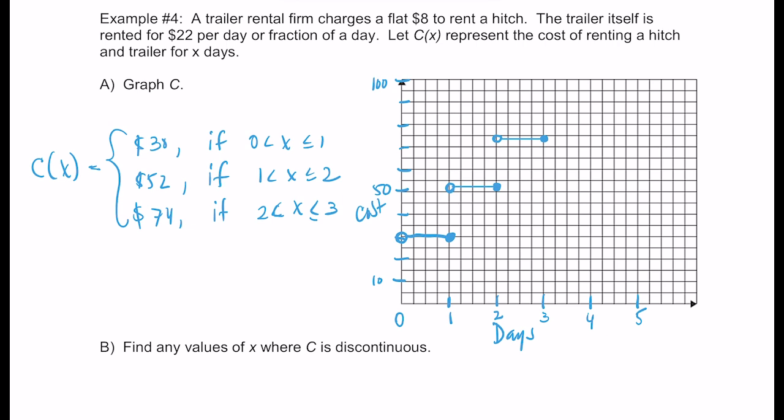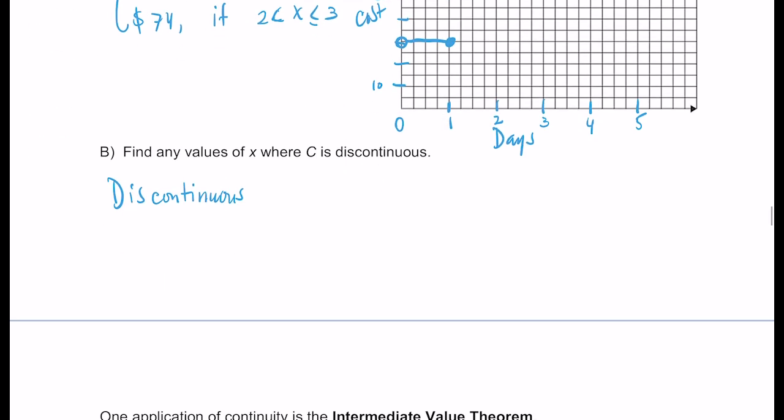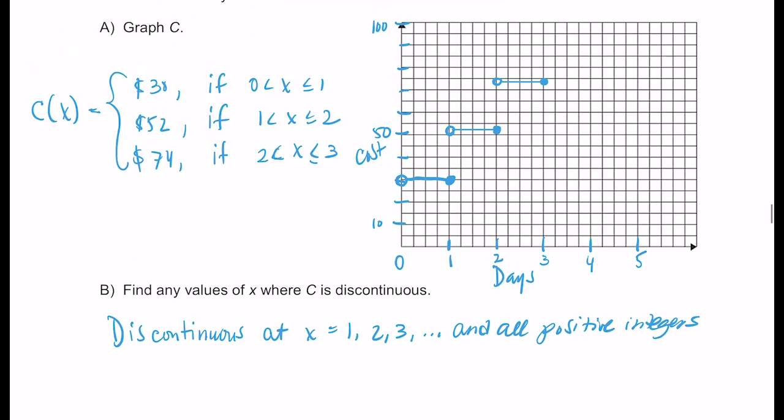But you can see here, it says find any values of X where C is discontinuous. You can see that there are breaks on the graph. There are jumps at each of the X values. So it's discontinuous at X equals 1, 2, 3, etc. Basically for all of the positive integers. You could continue the graph forever and ever, and you're going to get these steps.